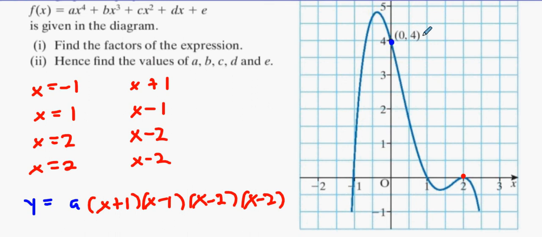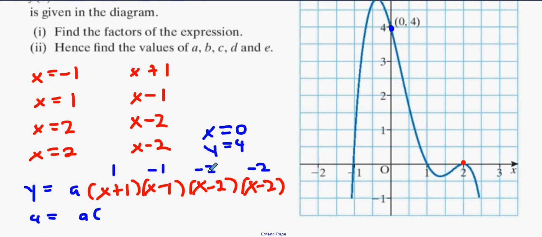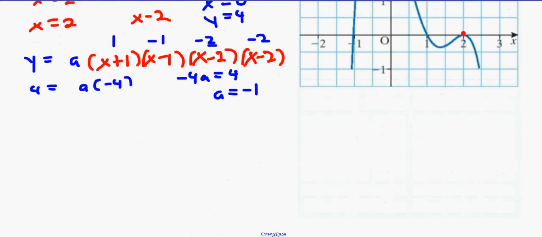Test the point 0, 4. As long as when you put in x equals 0, y equals 4. I think the a value is going to be 1. So that'll be 1 times 1 times minus 1 times minus 2 times minus 2. Yeah, it's going to be minus 4a. Minus 4a equals 4, a equals minus 1.